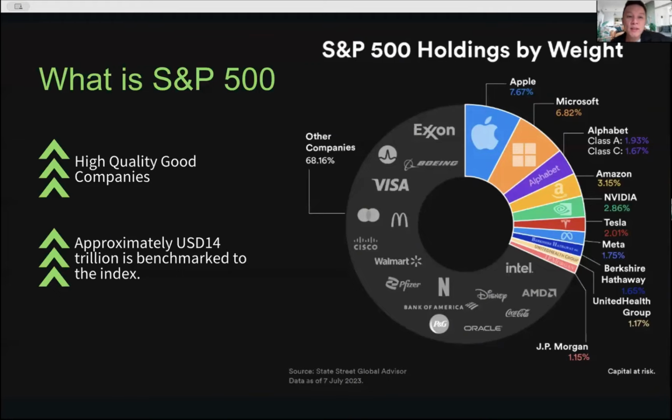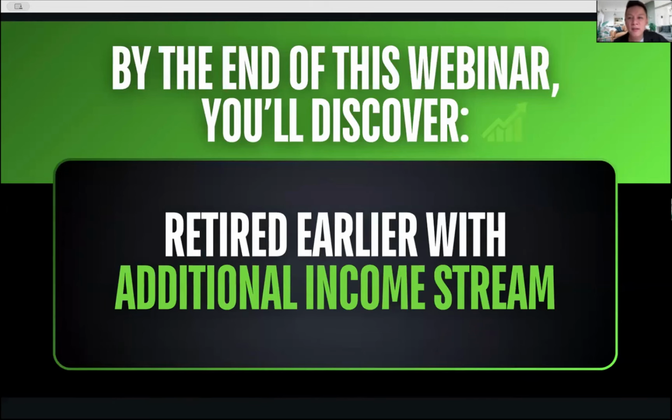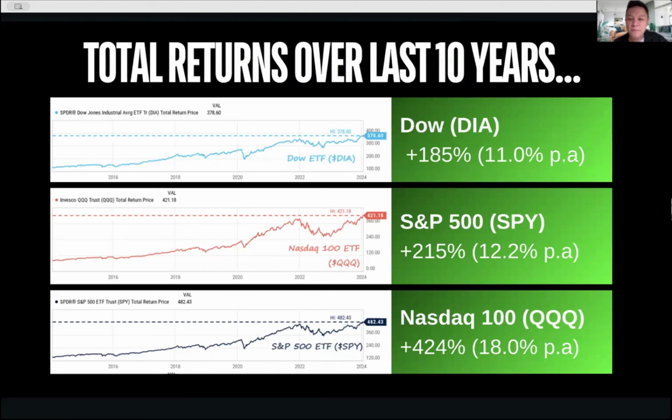So what is the S&P 500? The S&P 500 is all the biggest companies. And Warren Buffett says you can't beat the S&P 500. Most people, 80-90%, cannot beat this S&P 500. Total return over the last 10 years: Dow Jones 11% per annum, S&P 500 12% per annum. And take note of these stock codes.